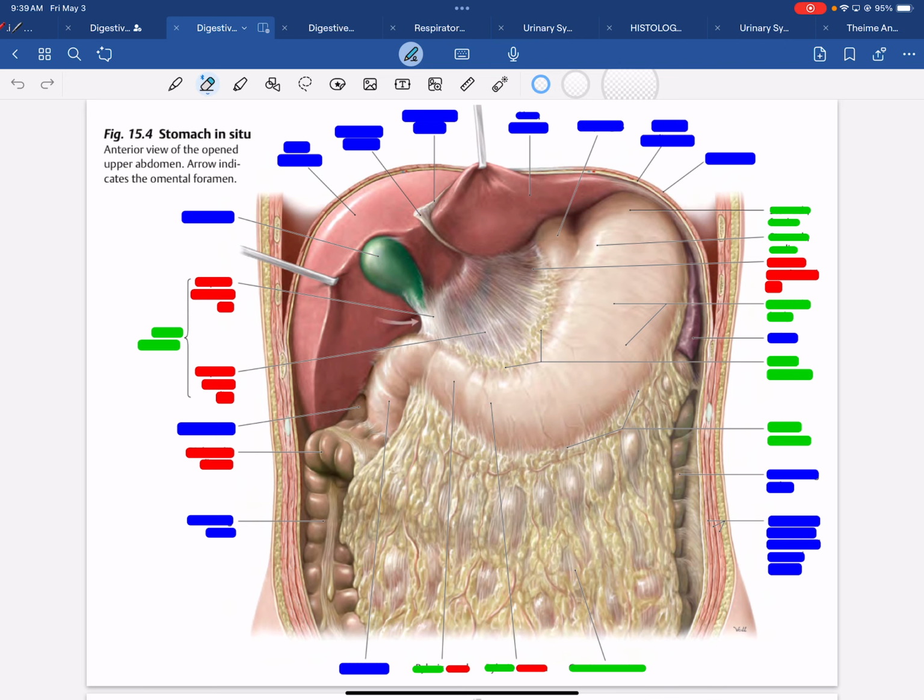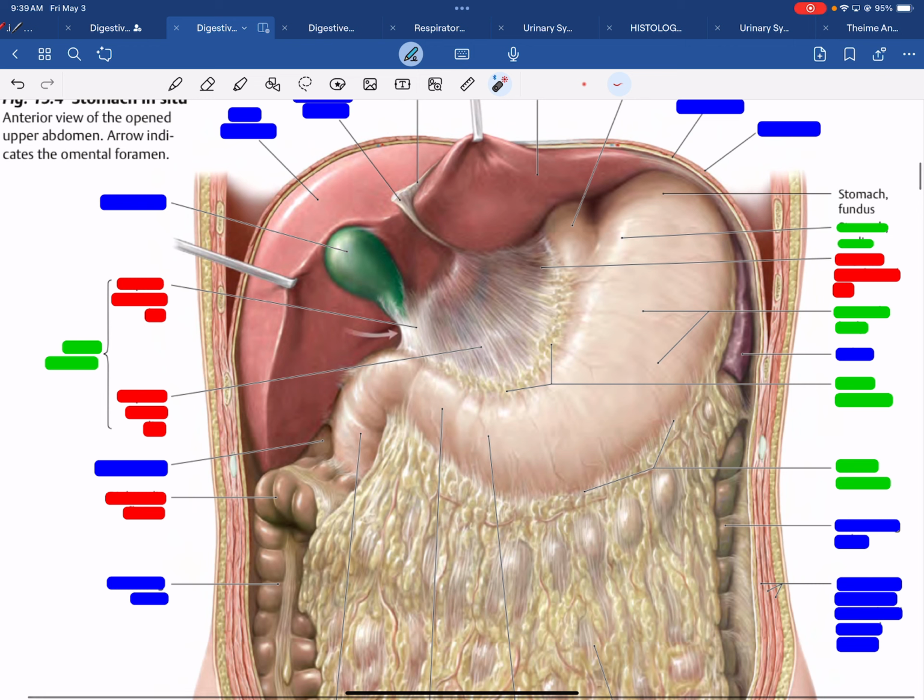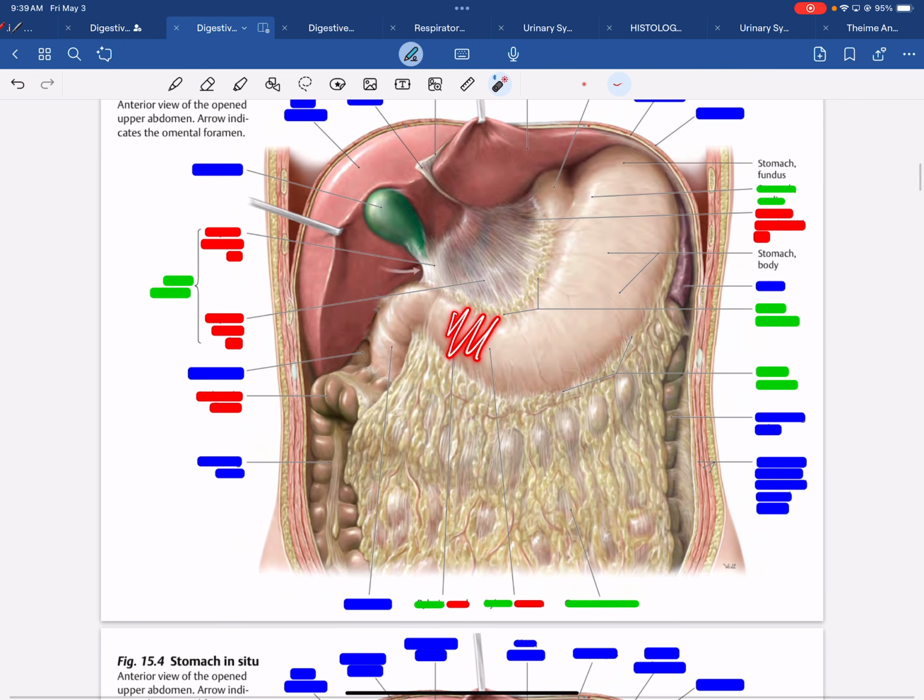What is this region of the stomach? Good, the fundus. What about this region? Good, the body. And then what about this region? Good, pyloric.